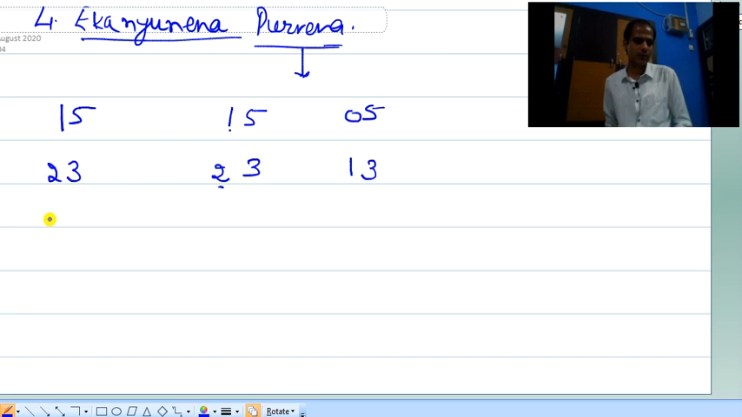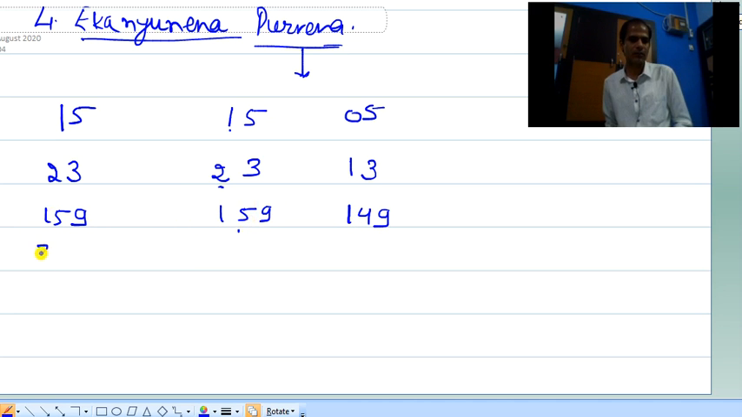Next number is 159. Then Purvand of 9 is 5. So we place a dot below 5 and the number is 149, because we have found the Eka Nunend Purvand of 9. That's why we place the dot below 5.